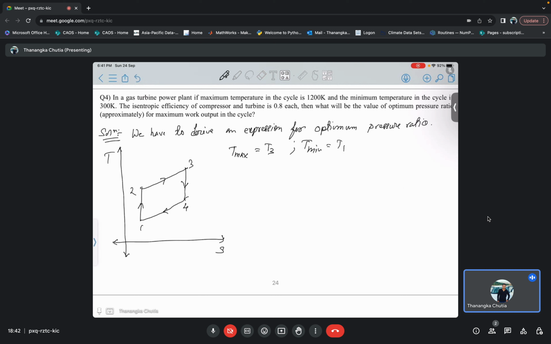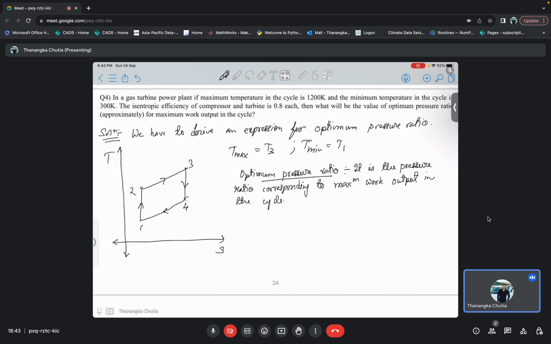It is the pressure ratio corresponding to maximum work output in the cycle. So that means we have to develop an expression for maximum work output.